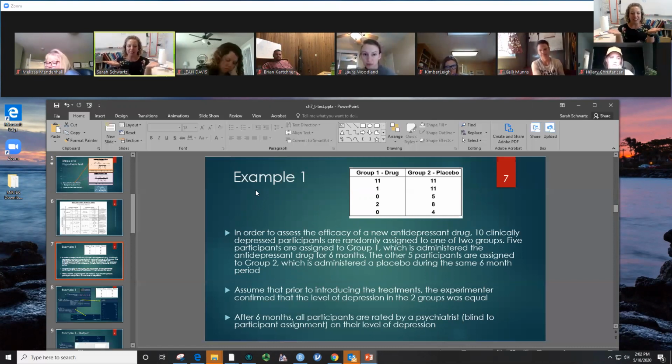How many do we have in each group here? 5 and 5, nice and easy, yay. We're keeping the numbers small. So we want to know, does this antidepressant drug for these clinically depressed participants help their depression? So we're going to give the drug to them for 6 months. Now, the placebo group, we are also going to give them pills, and they're going to look the same, and they're going to be packaged the exact same as much as we can, so that they don't know they're in the placebo group.